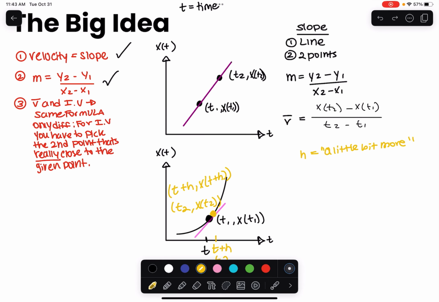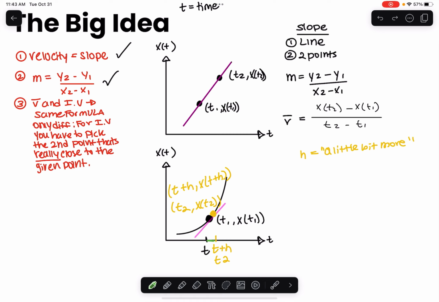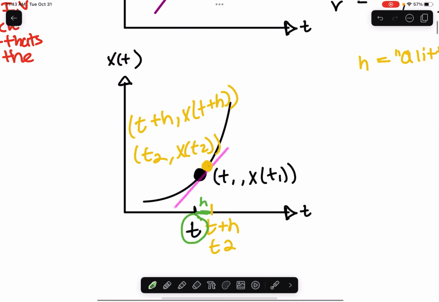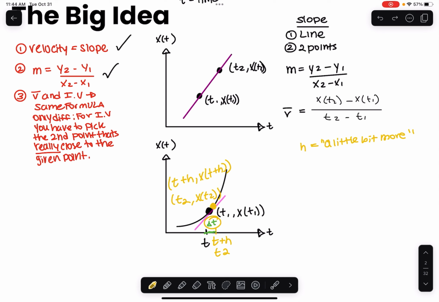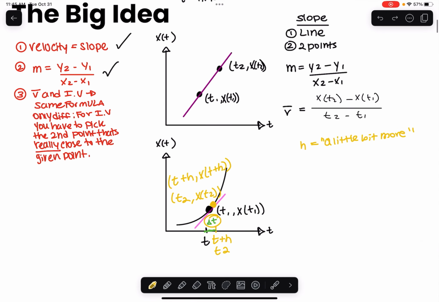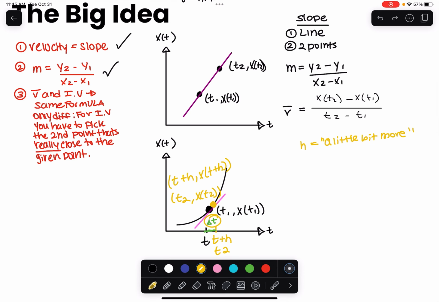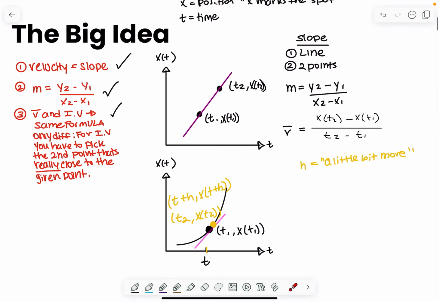And so the idea, again, is that this length over here is the same thing as h, so we're just adding a little bit more to this time. You can think of it as the change in time. You want the difference between the times to be so small that basically they're on the same line. That's the idea, because we need a line, and we need 2 points on that line to find the slope. And the only way to get those 2 points on the same line is if the distance between those 2 points is really, really small, that they're very close together.